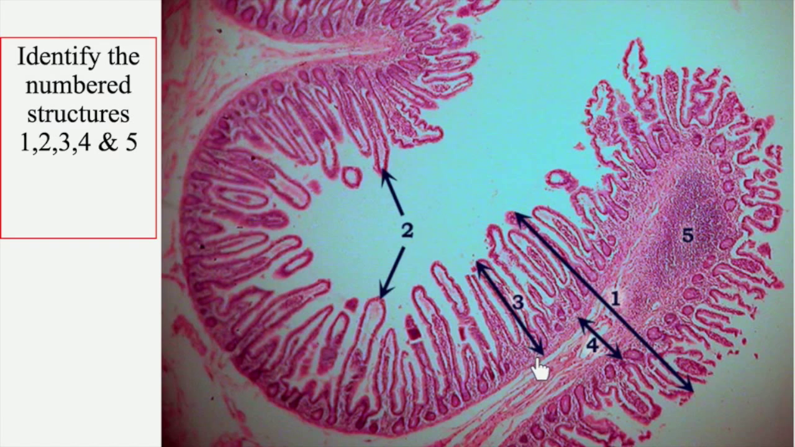Three, all of this is the mucosa, ending at the muscularis mucosa. Number four, this is the connective tissue, the submucosa that shares in the formation of the plica circularis. Number five is lymphoid tissue present in the submucosa. It is the GALT, gut associated lymphatic tissue. If you have an arrow here, these are the crypts, these deep parts here.